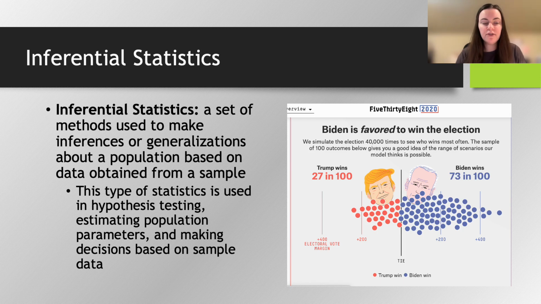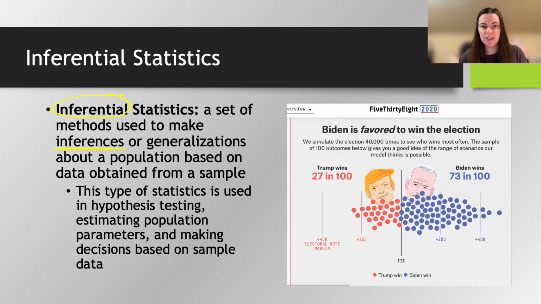In contrast, inferential statistics use a set of methods to make inferences or generalizations about a population based on data obtained from a sample. So a couple of key words to note on this slide, the first being inferences, right? We are using inferential statistics to make conclusions or generalizations from a small sample, but then extrapolating that up to a broader population. So let's talk about how that might actually be utilized.